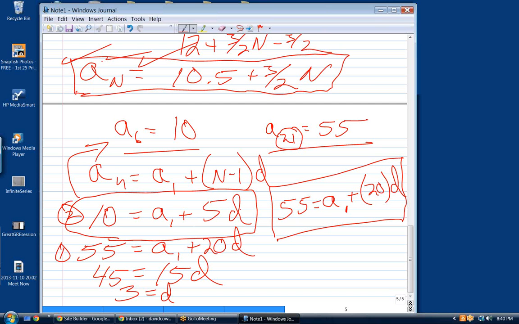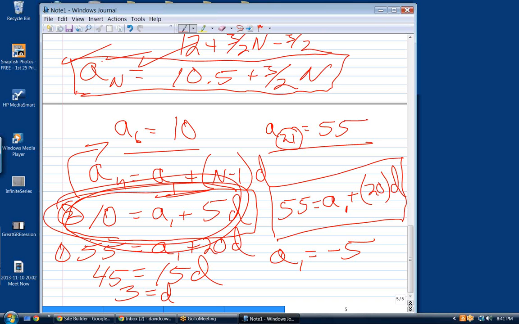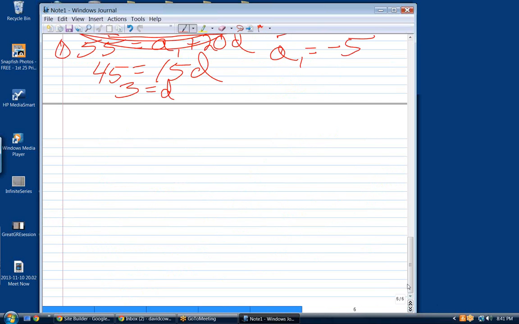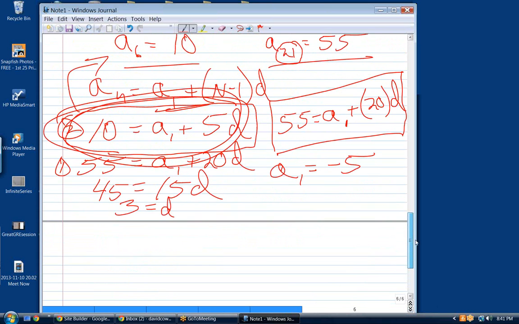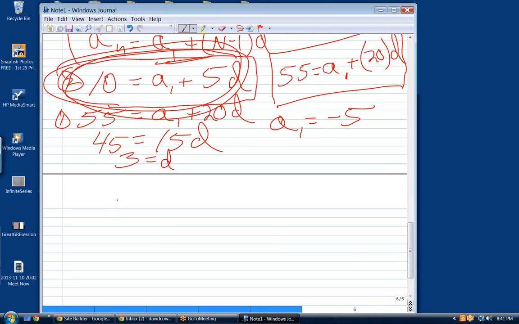Now, once I know that d equals 3, I can solve for a sub 1 in either of these equations. By plugging in 3 for d in this equation right here, I get 10 equals a sub 1 plus 15. A sub 1 has to be minus 5. Okay. So now, what is the equation for this sequence? I've figured out d, I've figured out a sub 1.